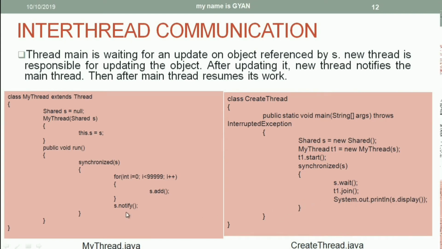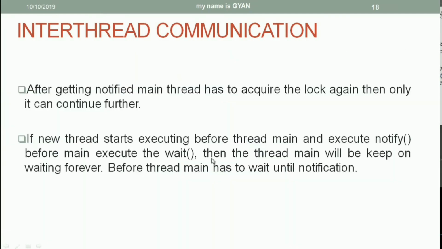What will happen if this occurs? Who will take this notification? Will it go in the garbage? And what will happen when the thread main calls the method wait, and the thread new, for which the thread main is waiting, is not going to notify it? Then in this case, the thread main will keep on waiting forever. But if this does not happen, then the thread main has to wait until notification.